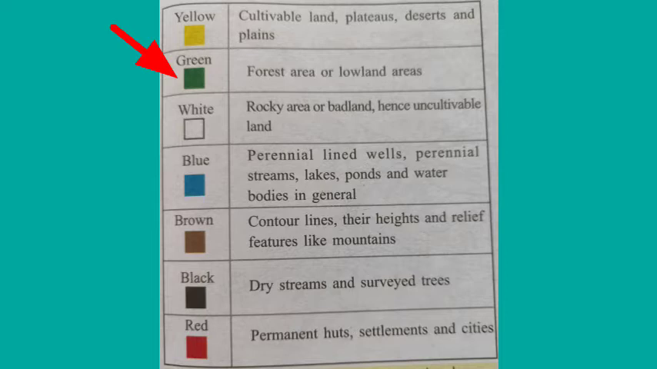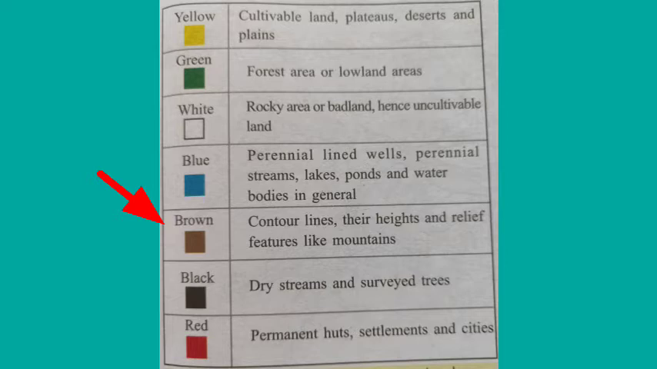Okay, then number three, we have white color, and white color is used on the topographical map to show rocky areas, barren land, or we can say uncultivable land. And number four, we have brown color. So brown color is used to show the contour lines, their heights, relief, features like mountain.